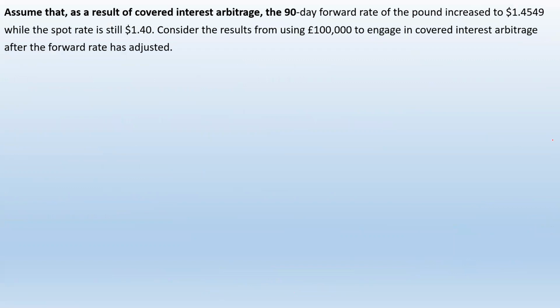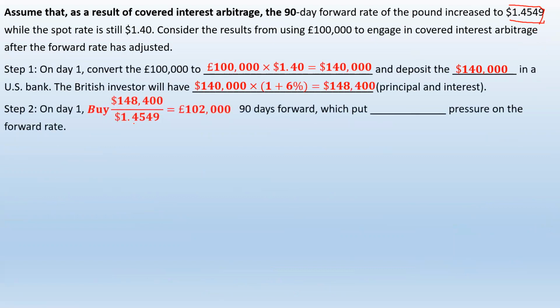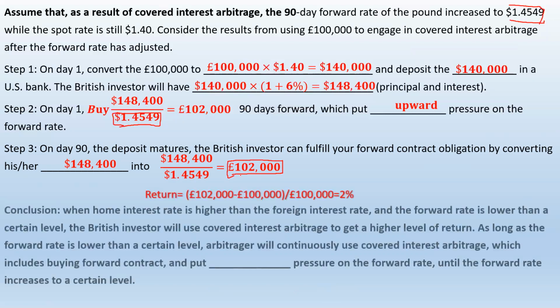So if the British pound forward contract rate becomes even higher, here is exactly the same thing. When they use US dollars to buy British pounds, they buy relatively fewer British pounds because the British pound is now more expensive. This again puts upward pressure. And on day 90, the British investor will use the US dollars to buy British pounds. In total, they can receive 102,000 British pounds. The return is 2%.